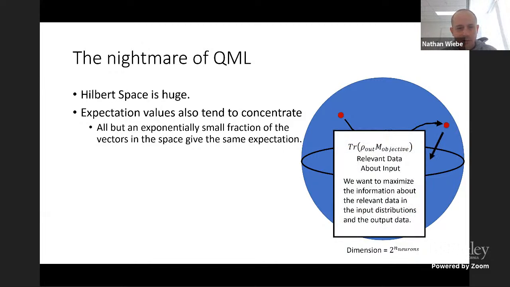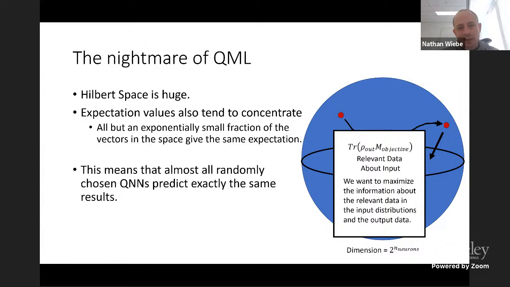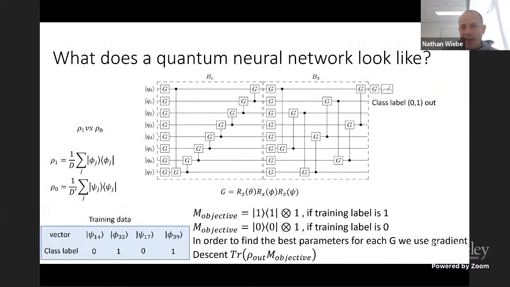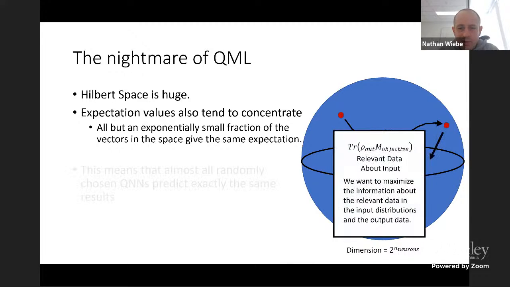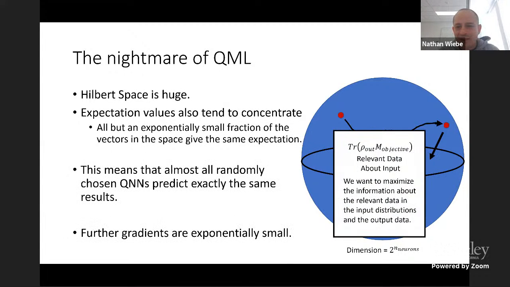And so when we carry this out, the problem is that if there's a concentration of measure, nearly all initial parameters that we choose as our guesses for these angles for the G's in this circuit will yield basically the same performance. This can lead to a problem, because if just about every configuration gives you the same value, then the gradients will tend to be very small, and in fact, exponentially small.